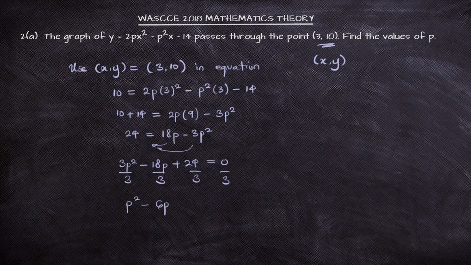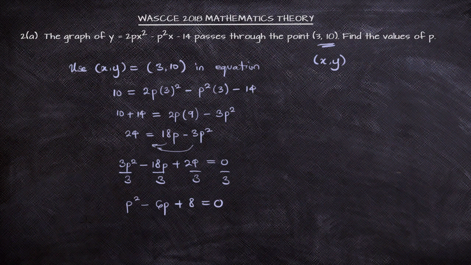So we have p squared minus 6p plus 8 is 0. Now this is giving us a quadratic equation that we can solve. We can look for the product 8. What two numbers can we multiply to get 8, and yet we'll add them to get minus 6?